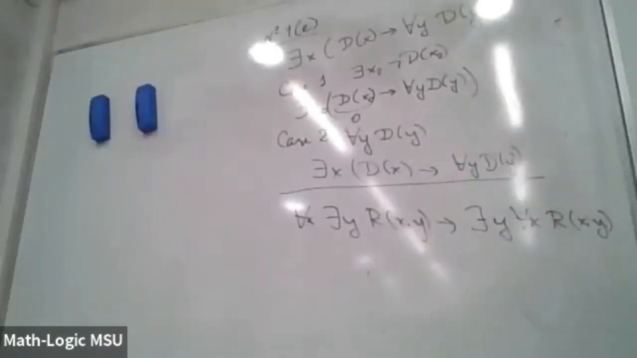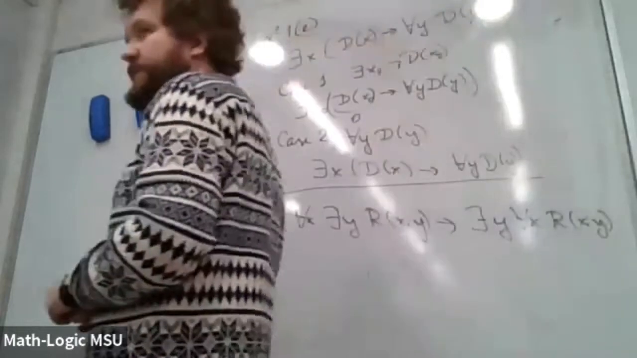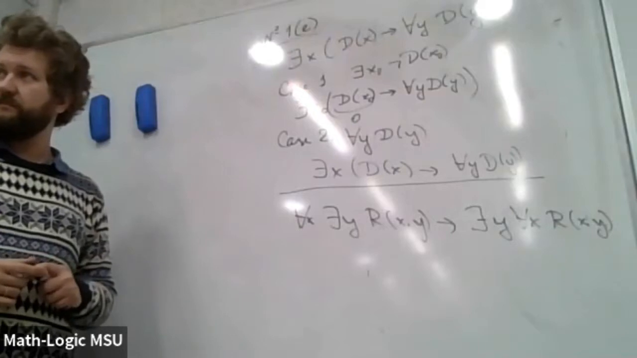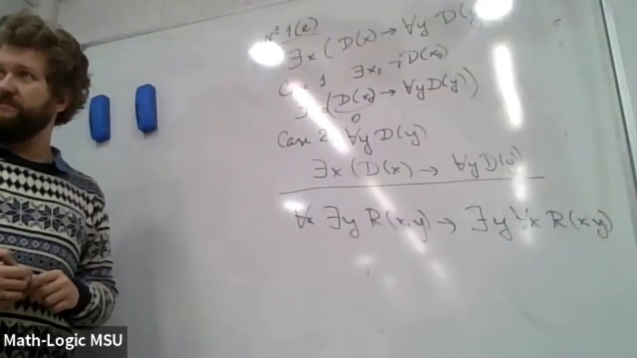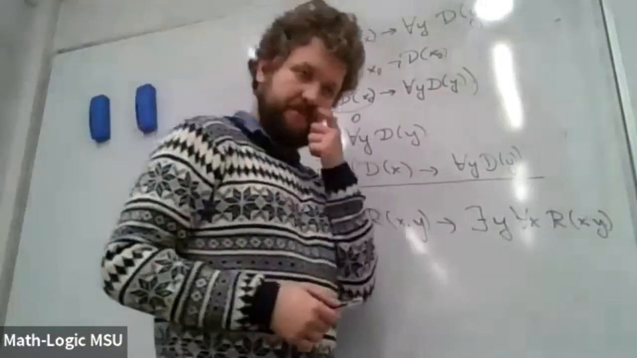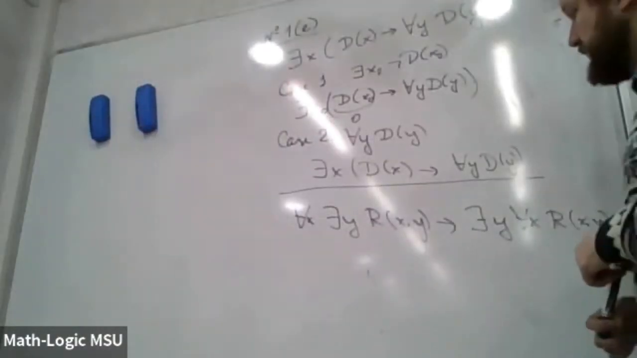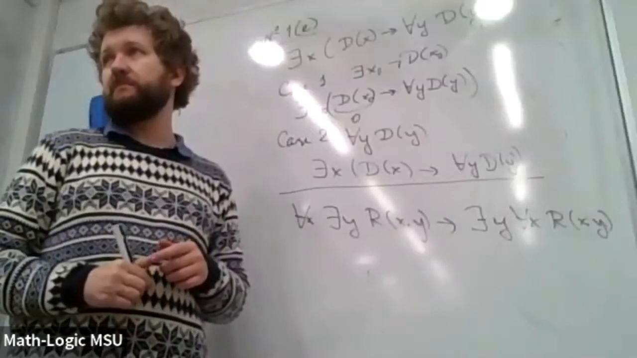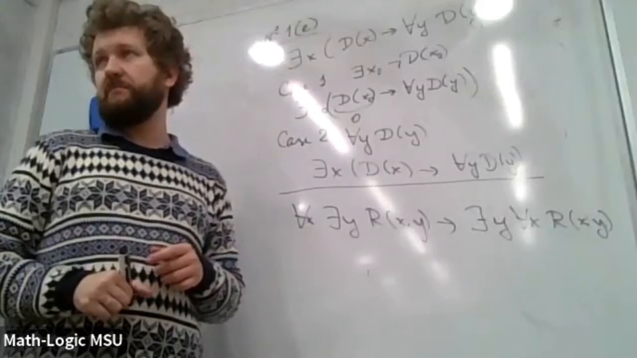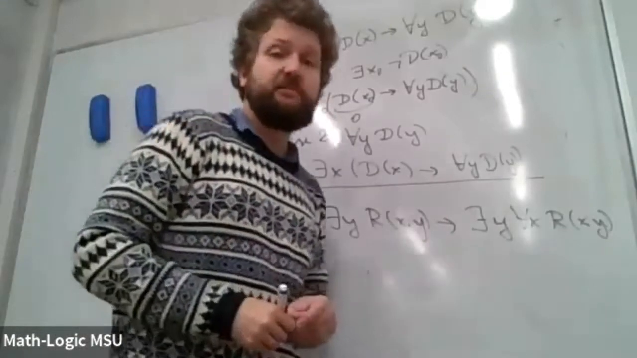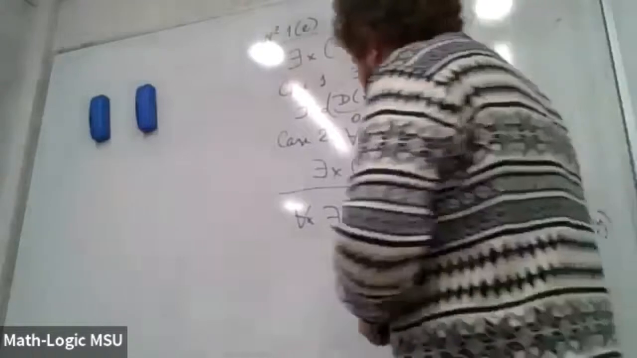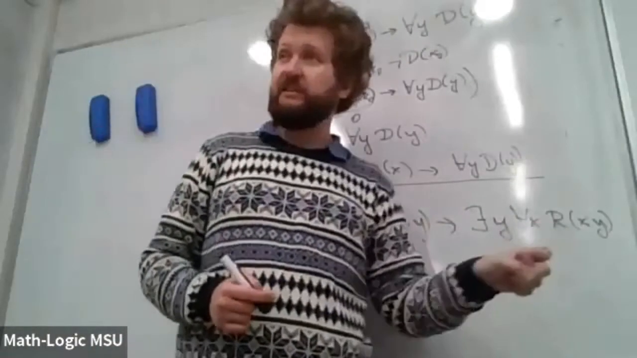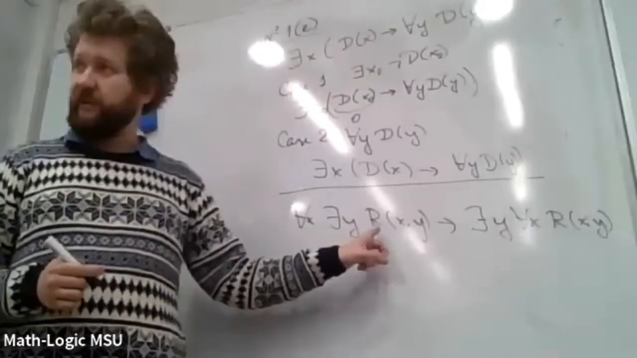No. Why? If for any X there is such a Y that R of X, Y is true, it doesn't mean that there is such a Y that would be in this relation with any X. So this says that for any X there exists a particular Y, but that says there should be one Y for all X, say one ring through them all. This is R for ring, by the way.